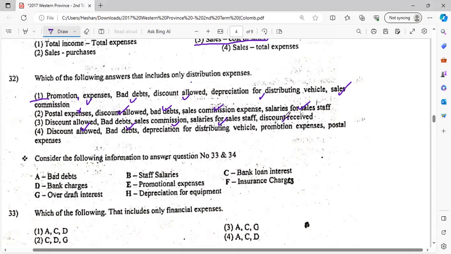Discount received incorrect. This is another income. Okay. Discount allowed correct. Bad debt correct. Depreciation for distribution vehicle correct. Promotion expense correct. Postal expense incorrect. So the answer includes only the correct items. Only number one. So number one is the answer.